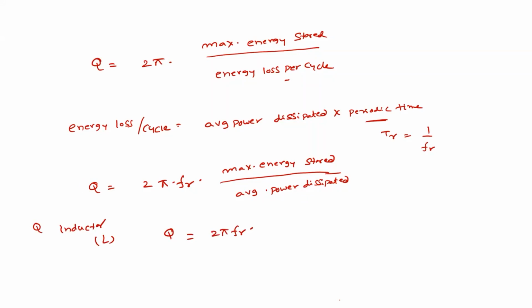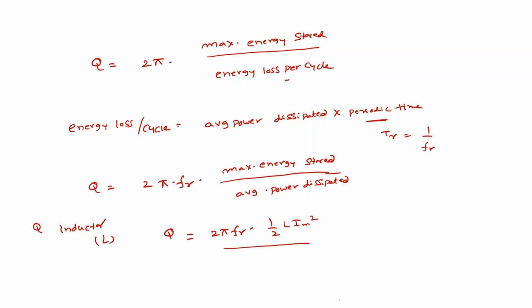Half L I square is the energy stored in the inductor. What is the maximum energy stored in the inductor? Half into L into Im square, that is, half L I max square.